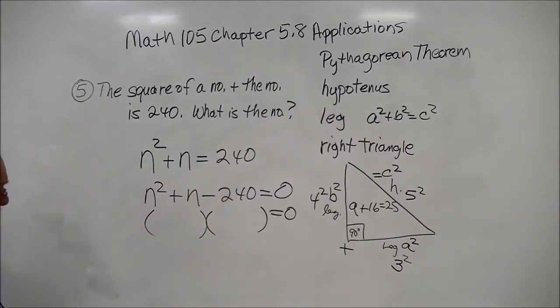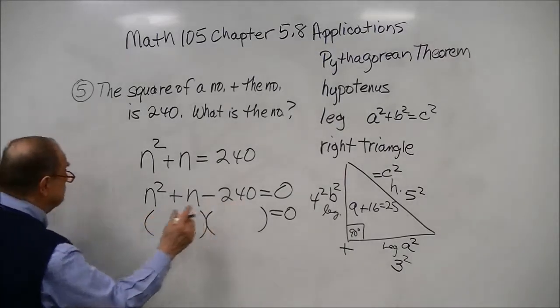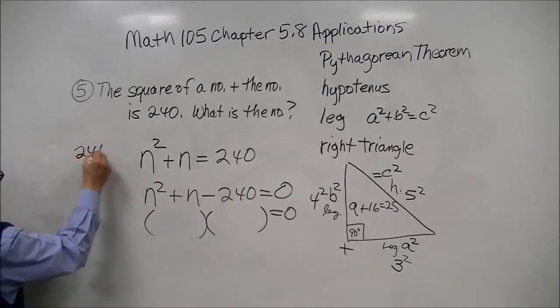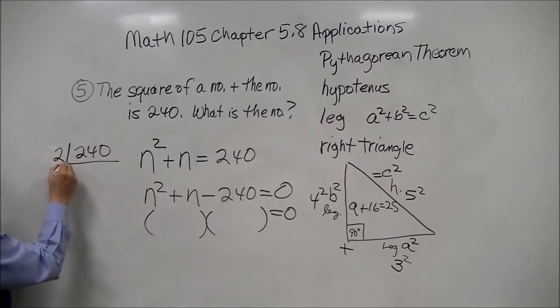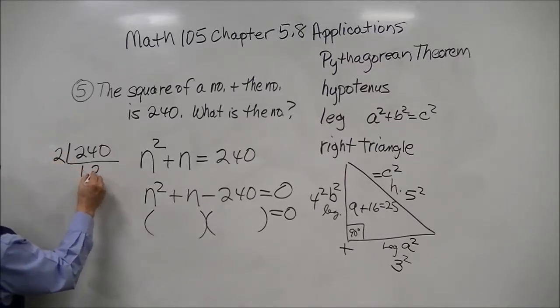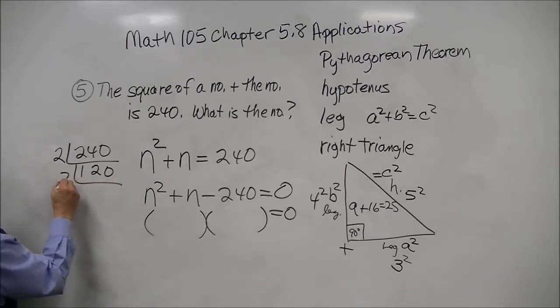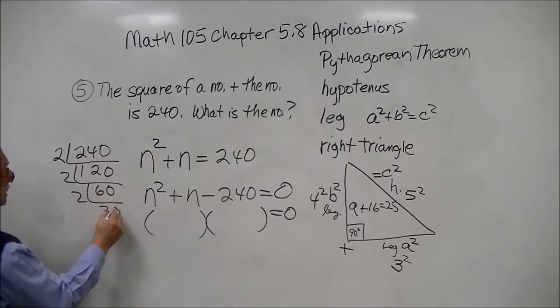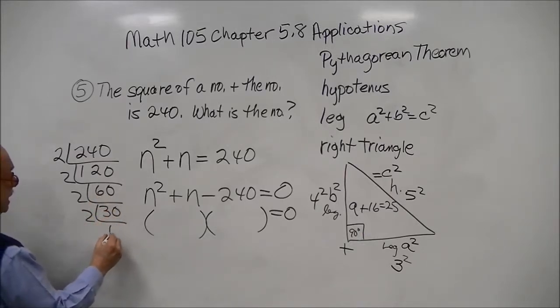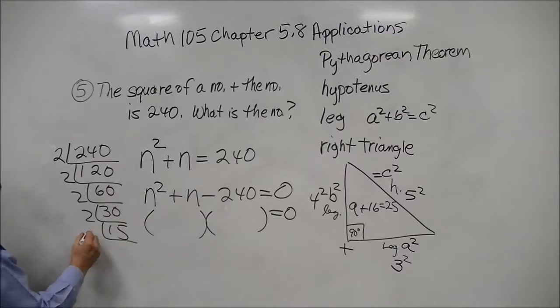Well, a strategy for it would be to take this 240 and get the prime factorizations over here. So we know 2 will go into there, 2 will go into that, 2 will go into that, 2 will go into that. Now we have a 3 and a 5. So these are my prime factorizations.